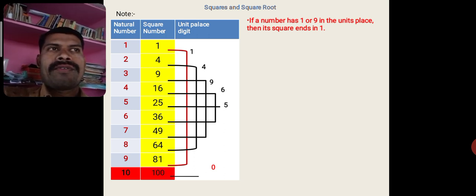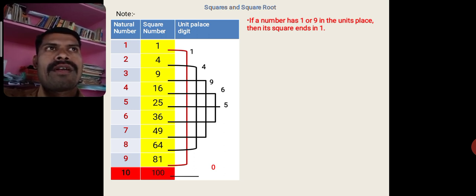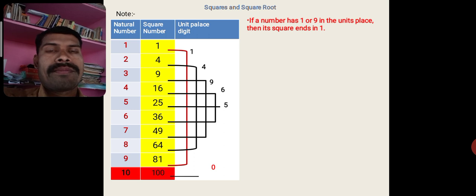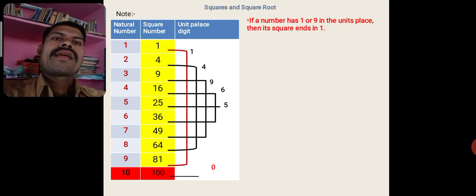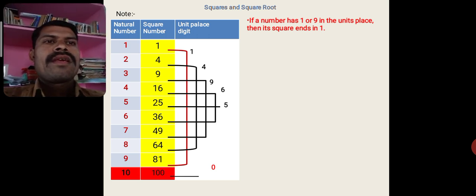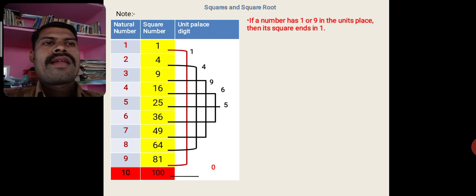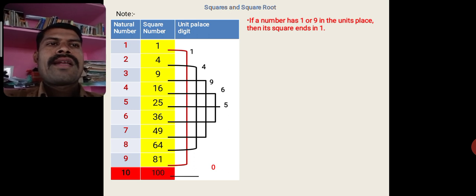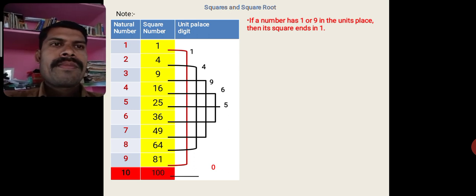You just go for finding the squares of 11 to 20, 21 to 30. You can observe that one. Take any square number, find the unit place, and you can observe this: if a number has 1 or 9 in the unit place, then its square ends with 1.